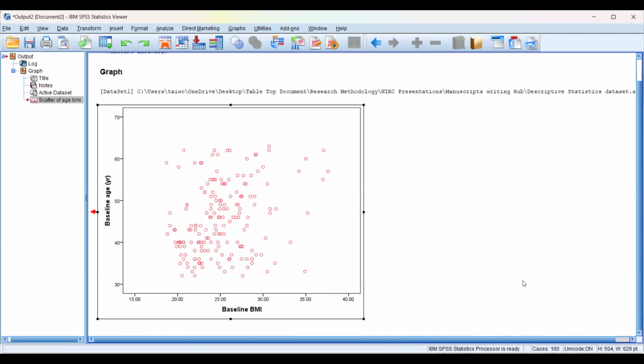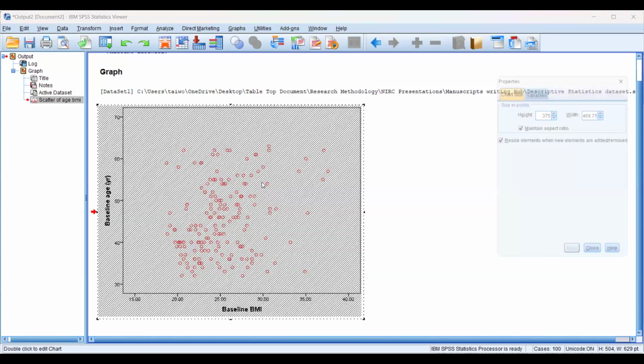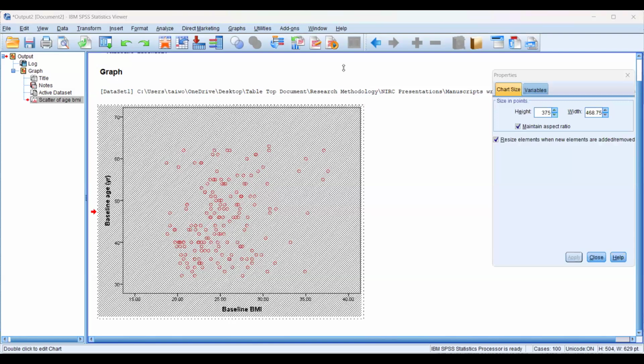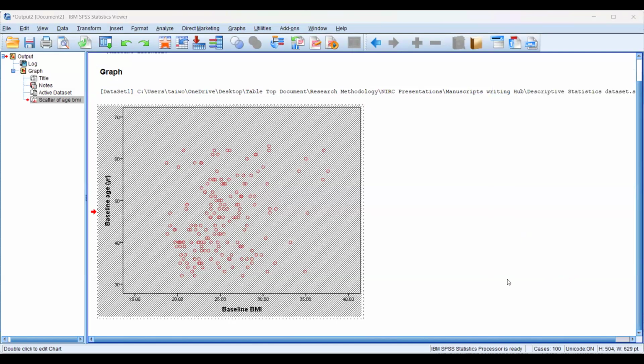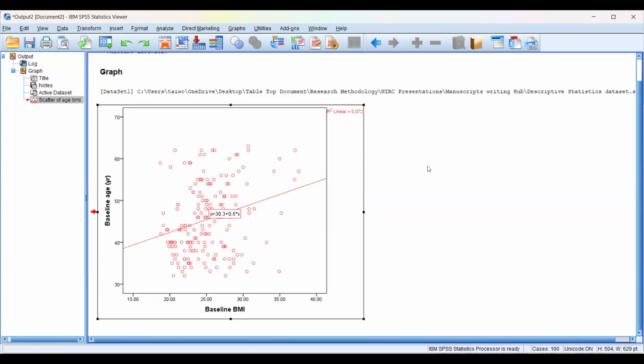That's a scatter plot. And for this scatter plot, I can put the linear line, the line of a straight line inside it. That one can be done by double clicking also. And then I pick the line here, that is the line of best fit. I insert it and I close. And you can see from there, we have our line of best fit there. So y equals 30.3 plus 0.6x. And that over here is our coefficient of determination. So that, in a nutshell, is our scatter plot.